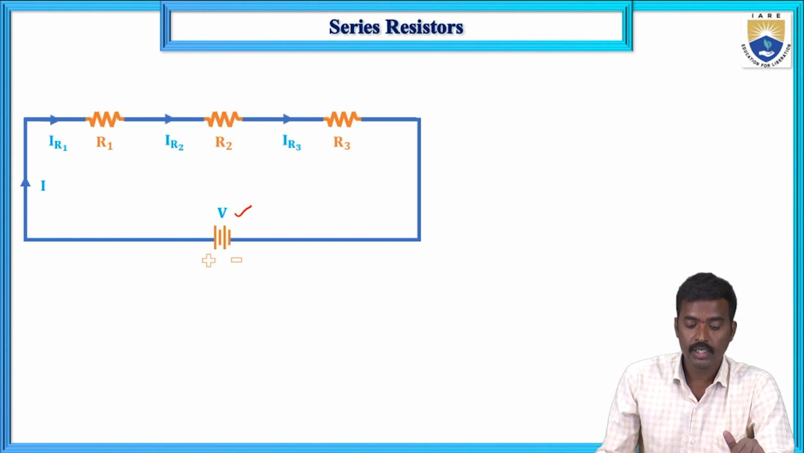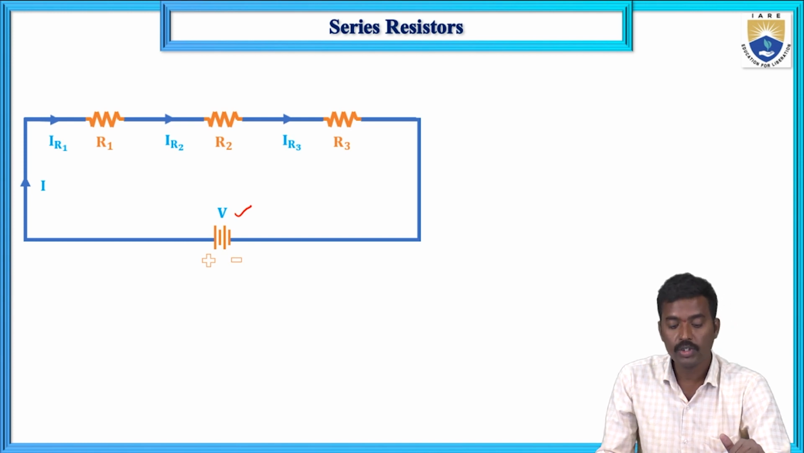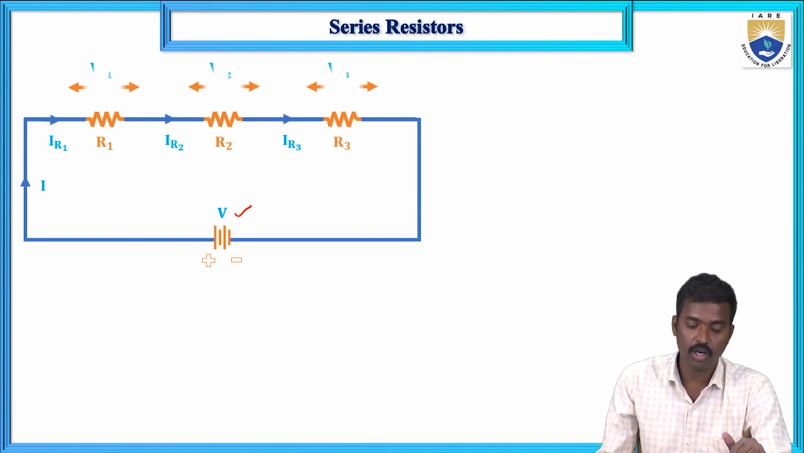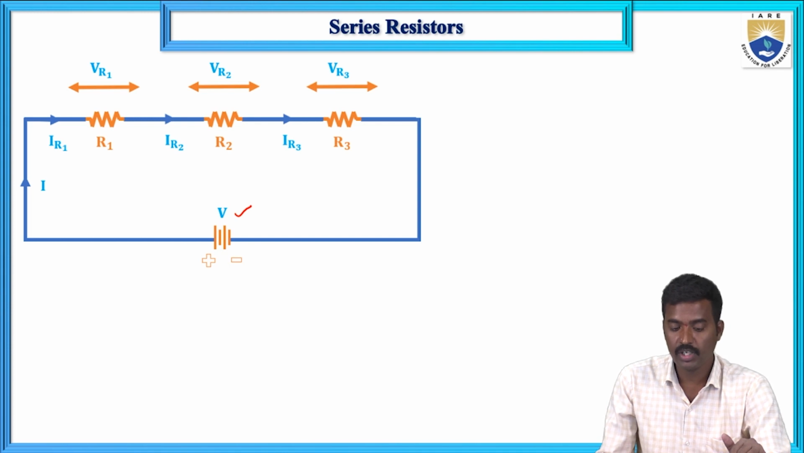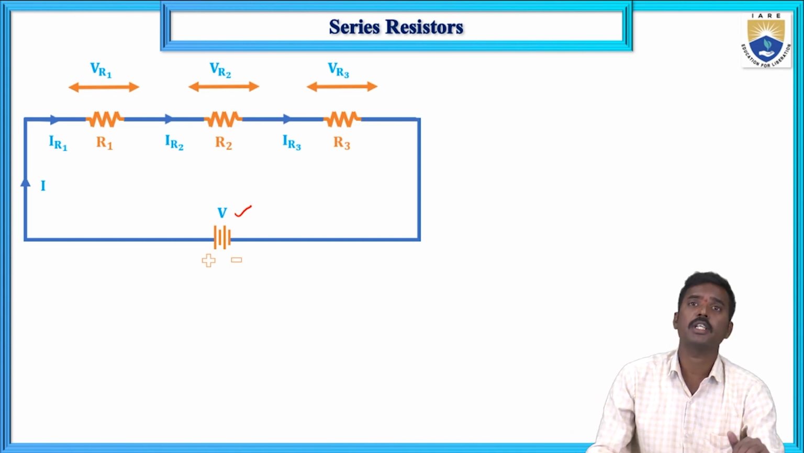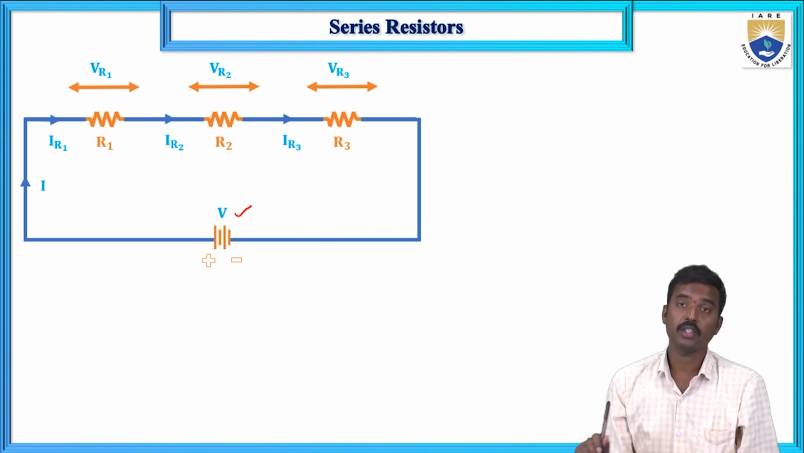Here, the current flowing through resistor R1 is IR1, the current flowing through resistor R2 is IR2, and the current flowing through resistor R3 is IR3. Next, the voltage across resistor R1 is VR1, the voltage across resistor R2 is VR2, and the voltage across resistor R3 is VR3.